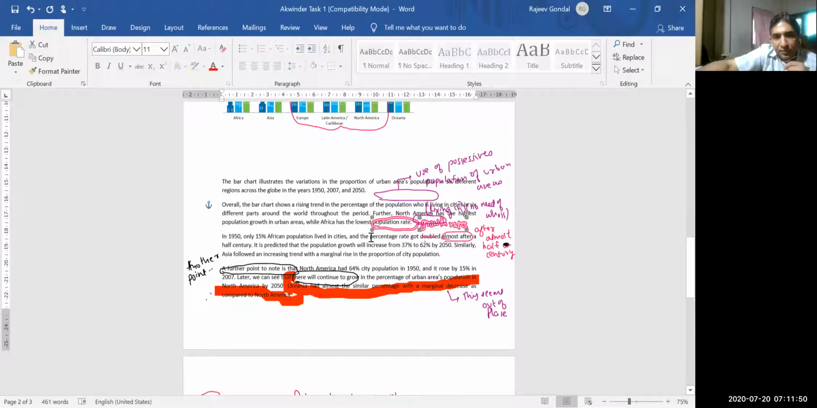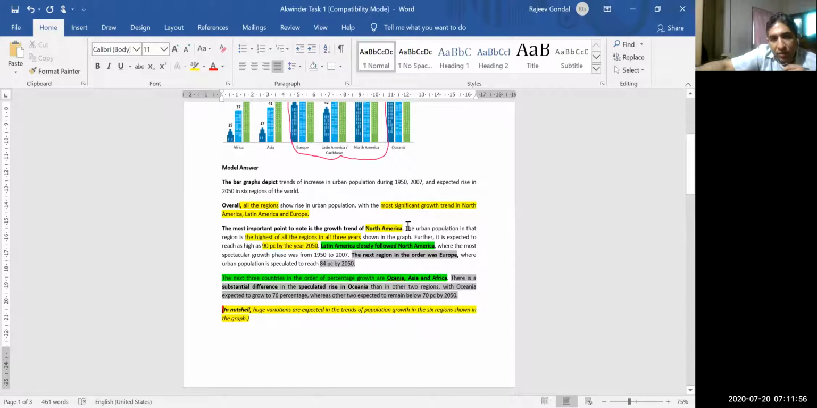So as you look at this, the most important point to note is the growth trend of North America. So we started with North America in the topic sentence, which means the reader would straight away look at North America. Okay, this guy is talking about North America. So that looks like a clear agenda. And the urban, so one line about it, then Latin America and one line about it, then Europe and one line about it. So it's a very clear way of expressing information in an easy way.